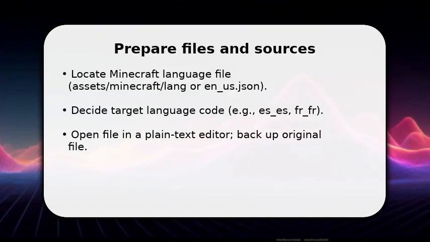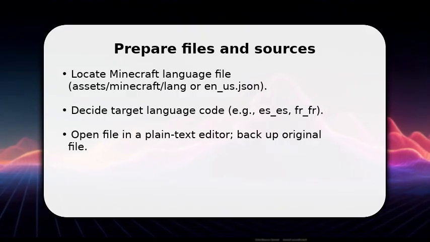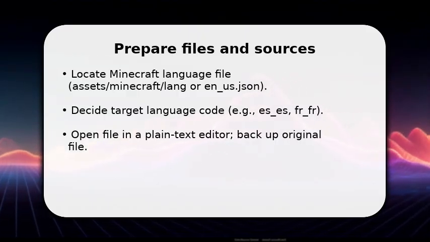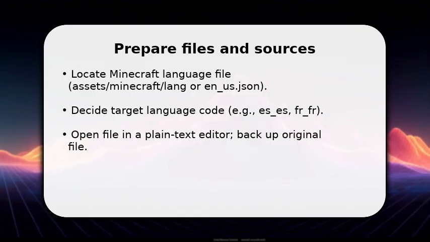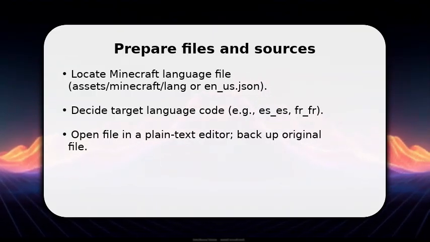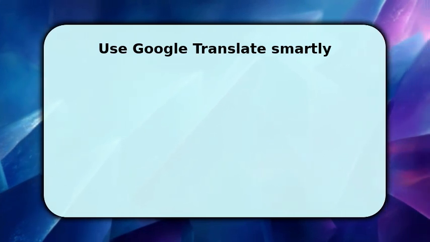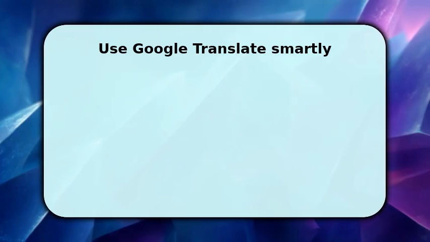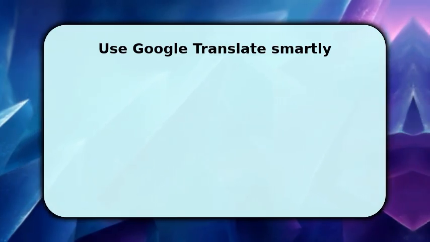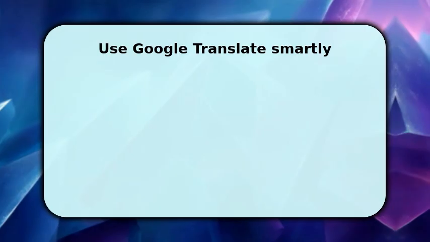Then extract only the lines you need, UI, items, blocks, or chat, so you avoid translating irrelevant keys and reduce errors during import. Next, you feed the extracted strings to Google Translate, but do it in a controlled way. Group short UI lines together and never include keys or placeholders in the text you send.